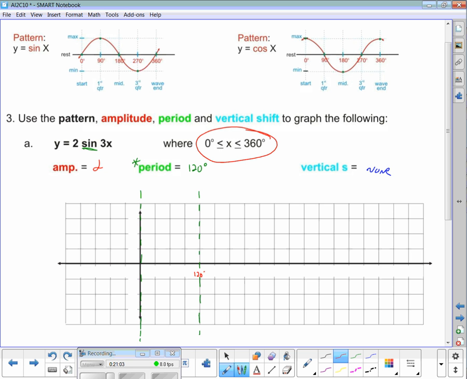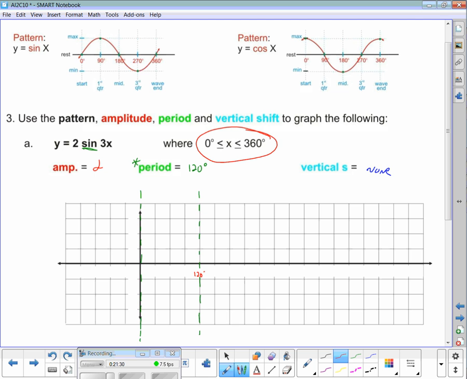So the way you set these up is the key. If you set it up correctly in the beginning, the rest becomes easy. So again, why did I choose 120? Because the period is 120. I need a complete wave. Why did I choose 4 lines? Because remember, our pattern has a beginning, a first quarter, second quarter, third quarter, and an end. So it's real easy if we do 4 lines.